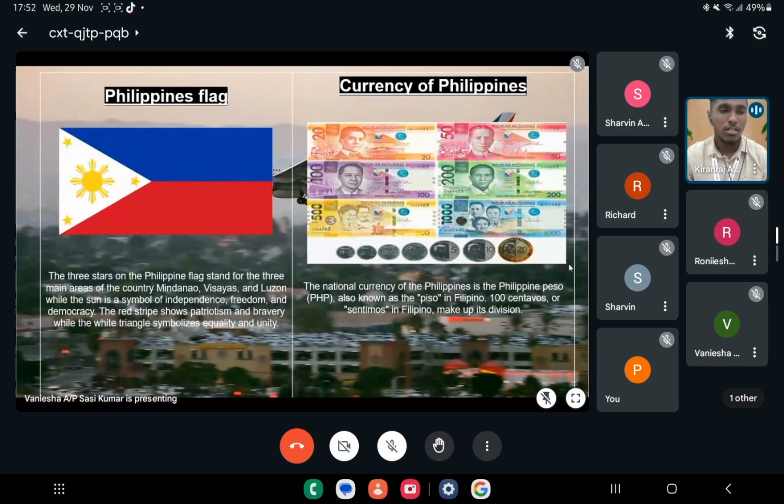Then, lastly, the currency of the Philippines. The national currency of the Philippines is the Filipino peso, also known as the piso in Filipino. 100 centavos or sentimo in Filipino makes the division. The peso sign reflects the Filipino peso. In Southeast Asia, the Philippines offers the third largest economy, with a GDP estimated at more than USD 360 billion. The Philippines had the 33rd largest nominal GDP in the world in 2022. The Philippines has an economy based on the service and industrial sectors rather than agriculture.